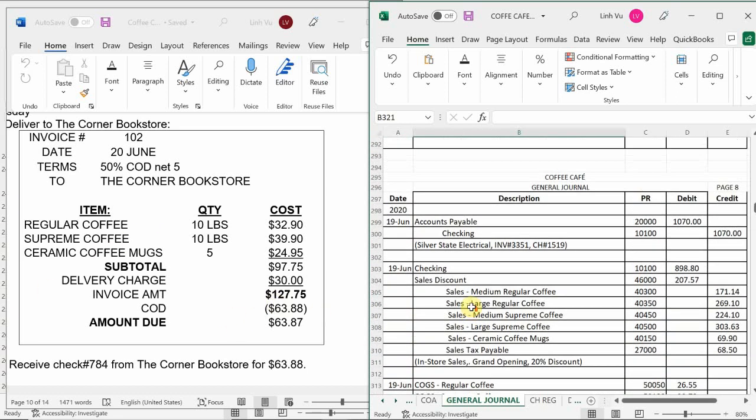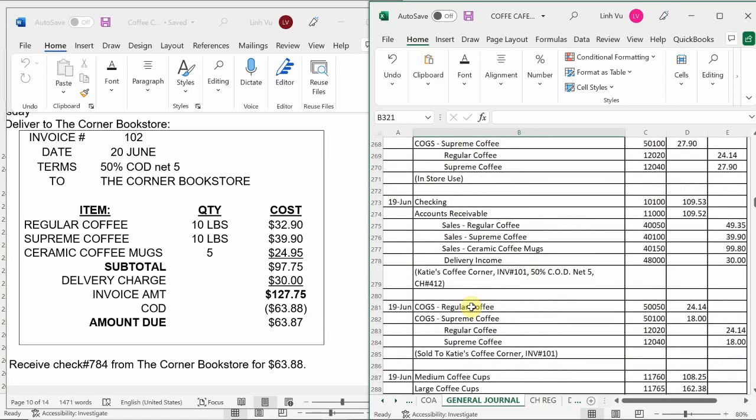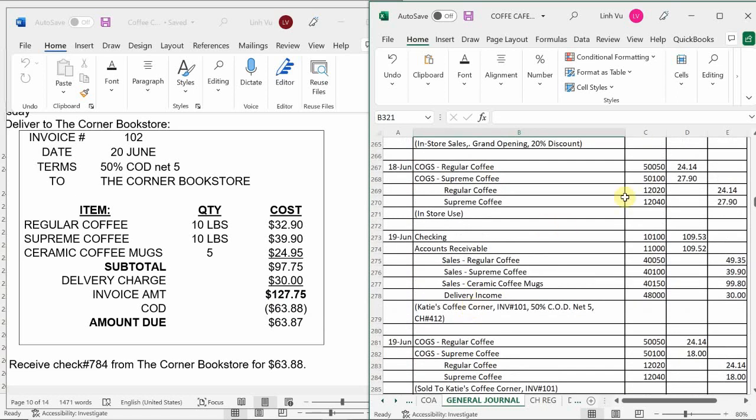Okay? So in this case, this is a transaction that we have already done, which is right here for Katie's Coffee Corner. It's identical, right? We got the checking. So we received the check, right? We also know that the corner bookstore owes us money for selling them regular coffee, Supreme coffee, and coffee mugs, and we charge them the delivery fee. So in this case, this is a perfect transaction. And I'm going to go ahead and copy this as well too.